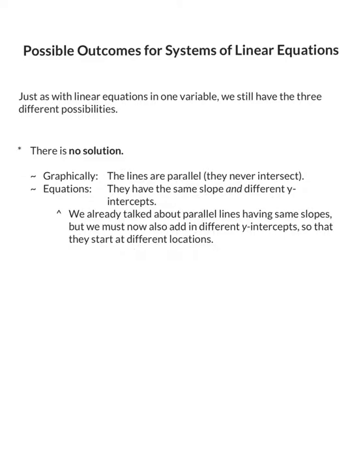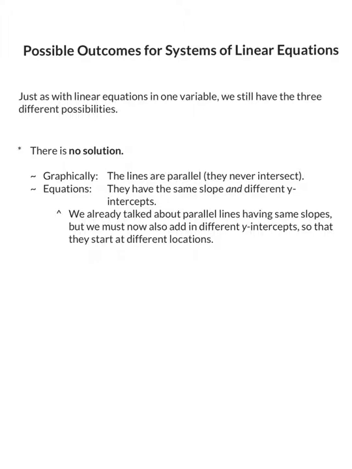So our second possibility that we saw when we looked at equations in one variable was there was no solution. And that is also a possibility when we talk about systems of equations. Graphically, in order to have no point of intersection, that means that our lines are parallel. What does it mean to be parallel? It means they never intersect.